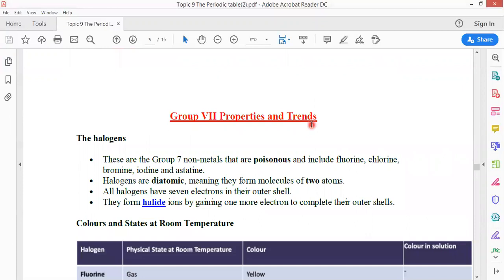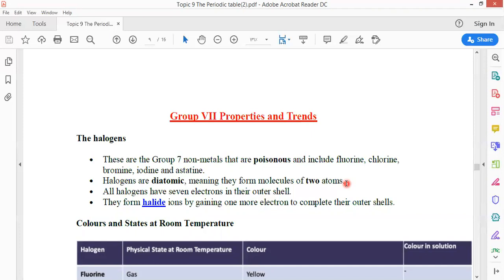And these non-metals are gases, okay? Most of them are gases and poisonous gases. Halogens are diatomic, meaning they form a molecule of two atoms. What does it mean? There is no chlorine alone, but you have to find Cl2. So it's called diatomic. Diatomic consists of two atoms. There is no bromine alone. There is no Br alone. But actually, we have Br2. So it's diatomic. There is no iodine alone, but actually, it's I2 as diatomic.